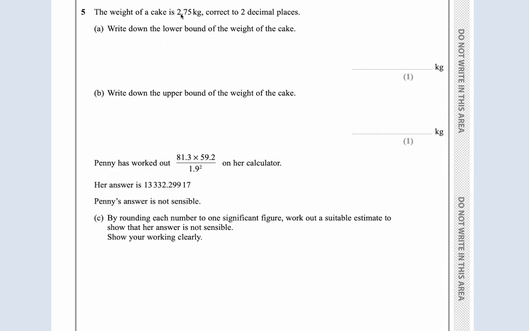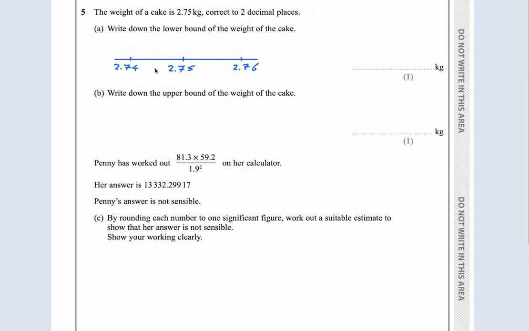The weight of a cake is 2.75 kg, corrected to 2 decimal places. Write down a lower bound. Right, guys, I like to write out the number on a number line. So 2.75. The next number that you would round to would be 2.76, and the number you would round down to, the next one, would be 2.74. Now these are not the lower and upper bound. The lower and upper bound are halfway between these two.